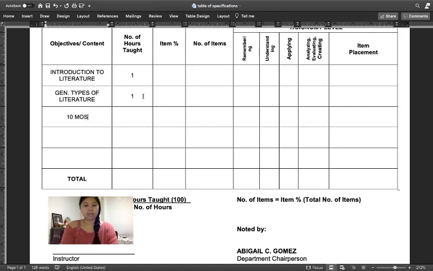Then we have the 10 most influential books, and Bible is one of these. So let's say we discuss this for 2 hours. Then we have the myths and legends for 2 hours also.